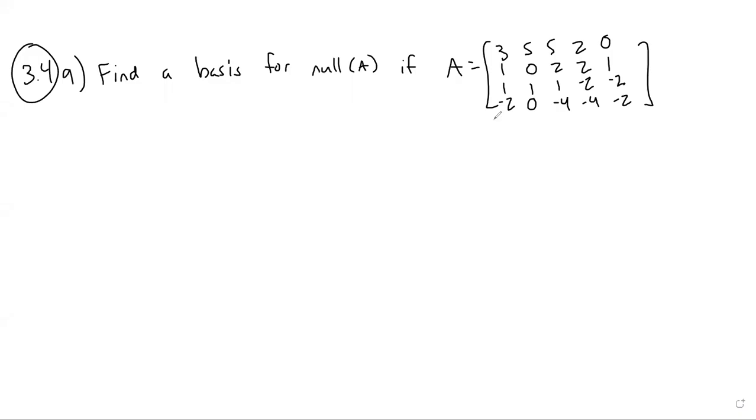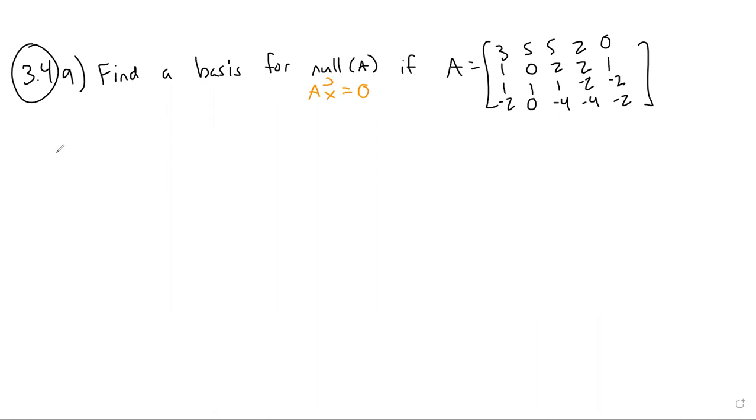We want to find a basis for the null space of A for this 4x5 matrix A. So basically, it's the homogeneous equation, but in matrix form. So remember, null space is just the solutions to AX equals 0. So we're going to do stuff that we've already done before.